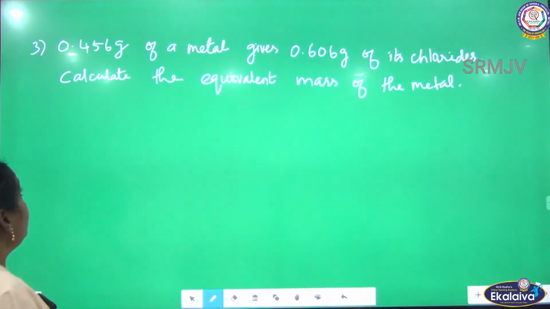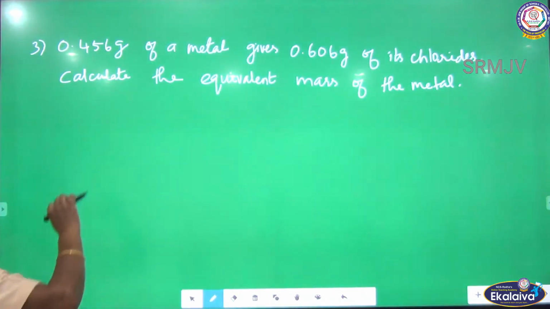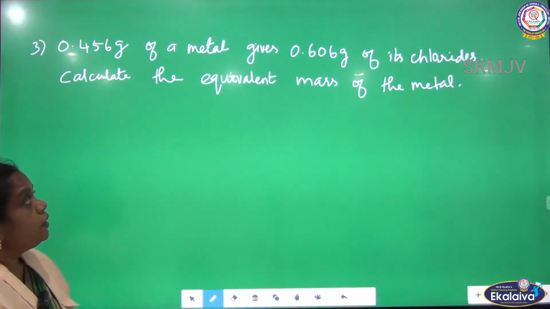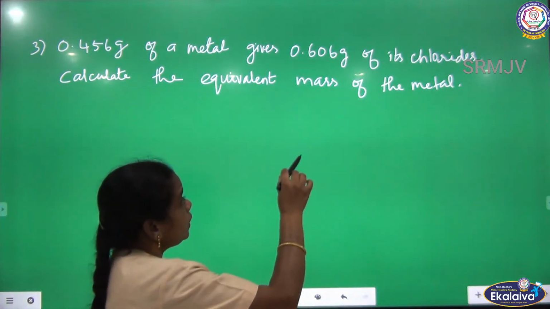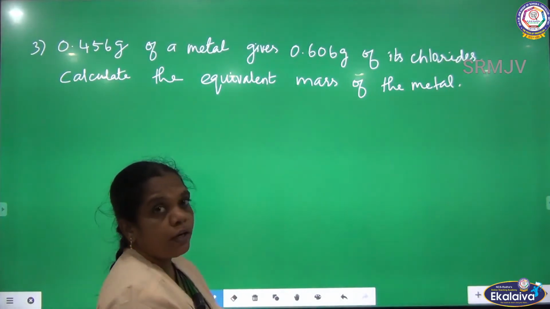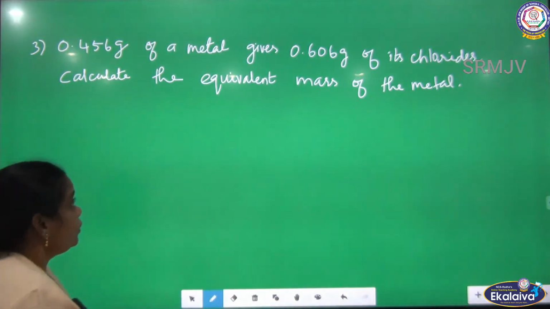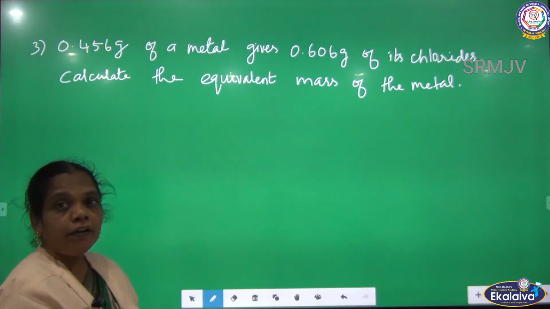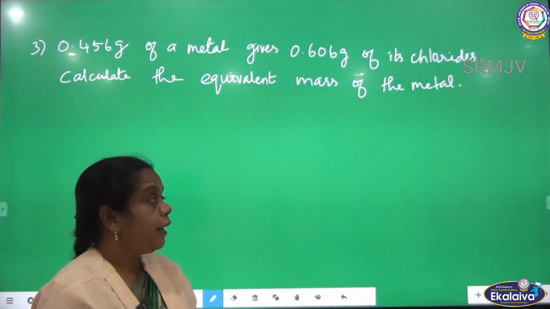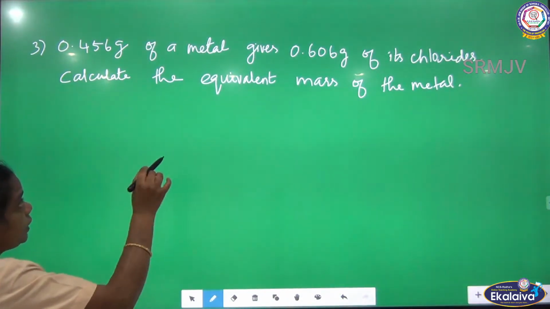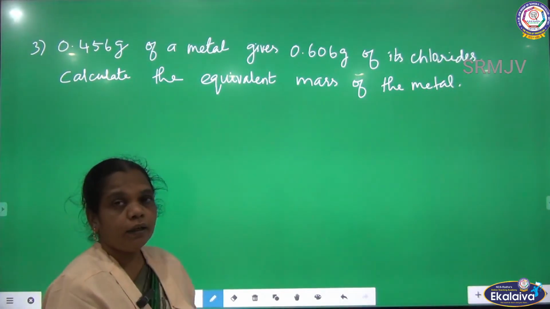Now what is given? 0.456 gram of metal gives 0.606 gram of chloride from the metal. So the metal is going to be combined with the chlorine in the form of chloride, and then calculate the equivalent mass of the metal.